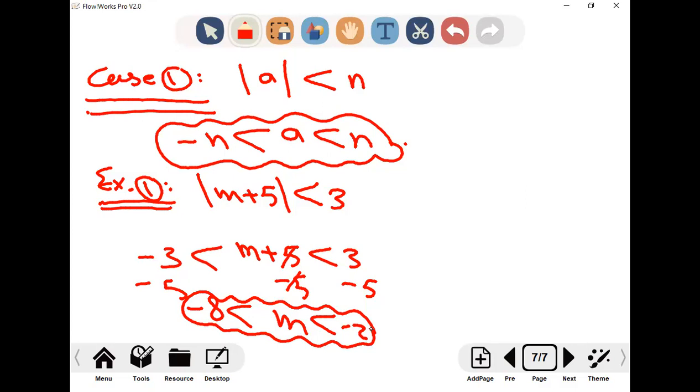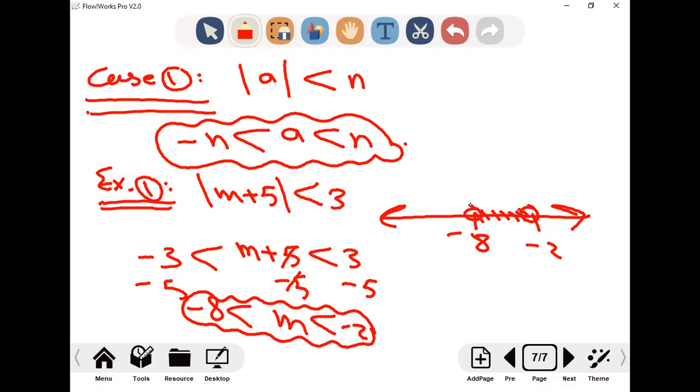Now we can solve them. We can graph it normally. This is negative 8 and this is negative 2, and n is between them. This is the solution here, with open circles on both sides.